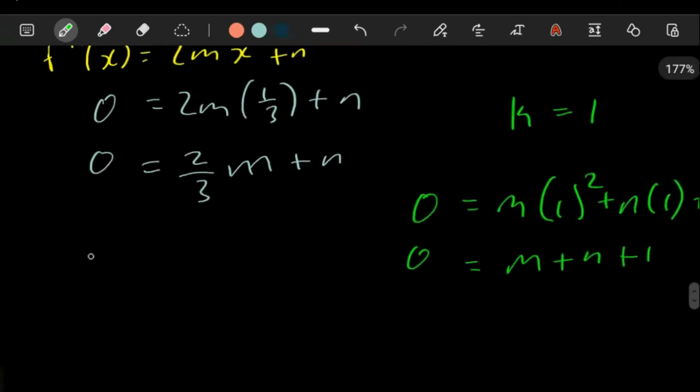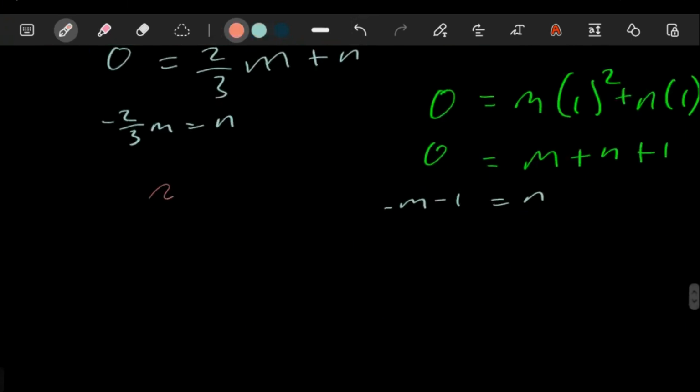Here it looks like we can isolate n. Let's isolate n in this equation here: negative 2 over 3 m is equal to n. Here let's isolate n also: negative m minus 1 is equal to n. And then here let's equate the two n's together. Therefore, negative 2 over 3 m is equal to negative m minus 1.